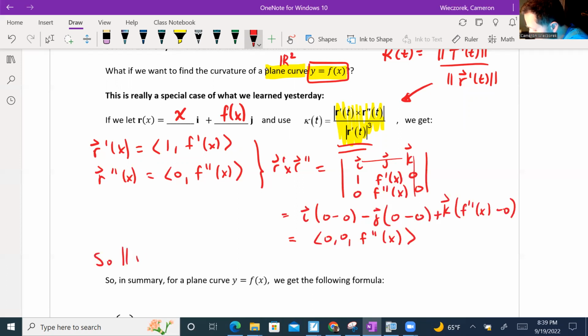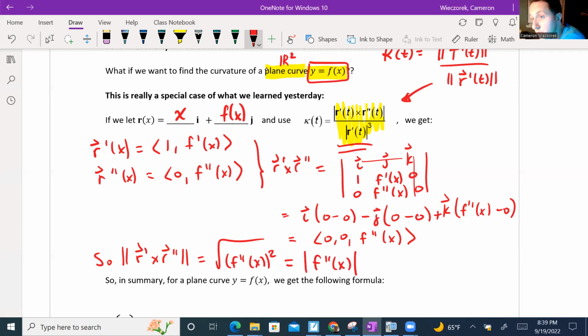So the magnitude of r prime cross r double prime would just be the square root of f double prime of x squared, using my vector norm formula. When you take the square root of a quantity squared, we get the absolute value of f double prime of x. Just in case it's negative, we're going to want this curvature to be positive, so we don't want to consider negative values of f double prime. So that becomes my numerator up here, f double prime x absolute value.